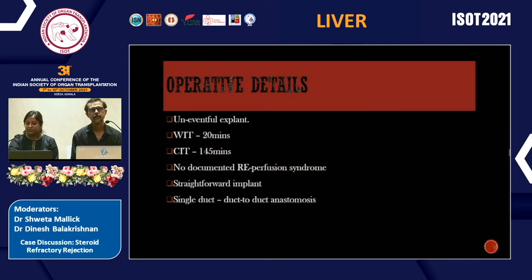Intraoperative period for the recipient was fairly okay. It was an uneventful explant. The warm ischemia time was 20 minutes. Cold ischemia was 145 minutes. There was no documented reperfusion syndrome. Implant was straightforward. It was a single duct-to-duct anastomosis.